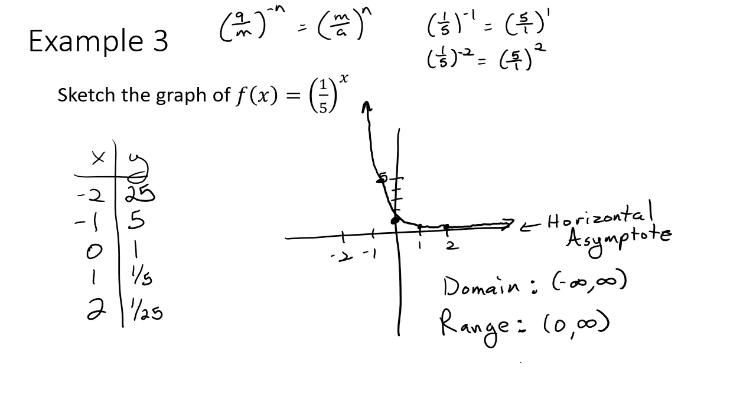This time around, however, as we read the graph from left to right, the function is decreasing. The y values are getting smaller. So this is not called exponential growth anymore. This shape is now called exponential decay.